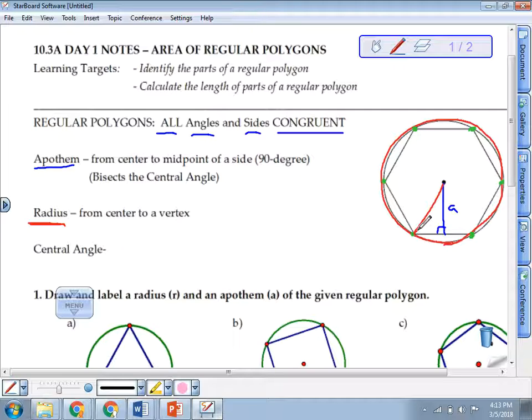Now, the last thing you need to know is a central angle. To find the central angle, it's 360 divided by n, which again is the number of sides. It's the angle that has its vertex on the center of the circle, and it connects two consecutive vertices. So right there, this angle right here is a central angle. The vertex is on the center, and it goes to two consecutive vertices. That's going to be a key idea in these problems.